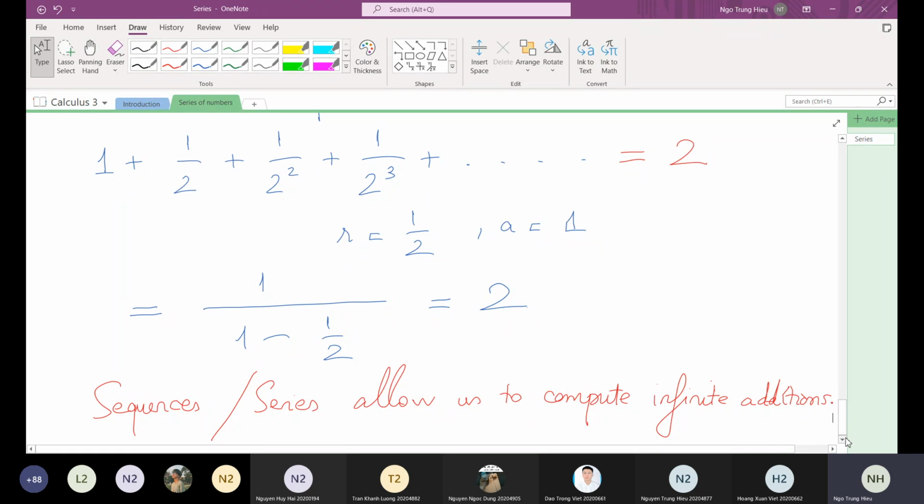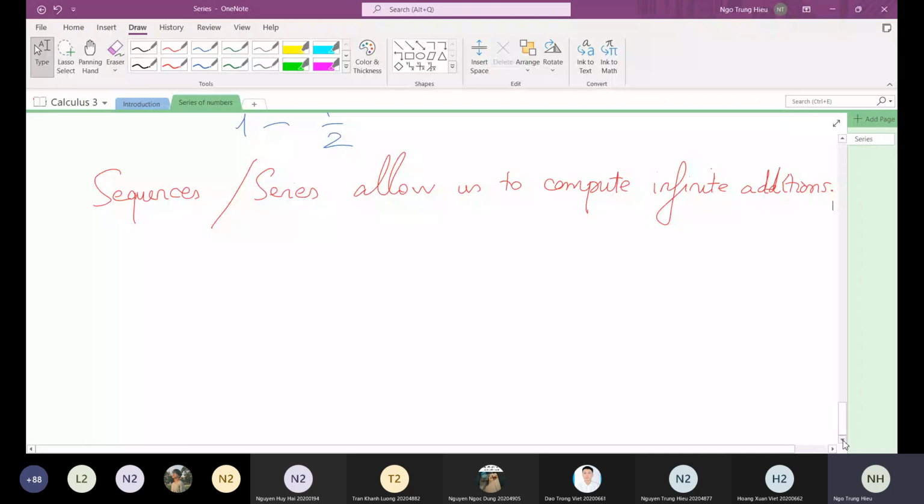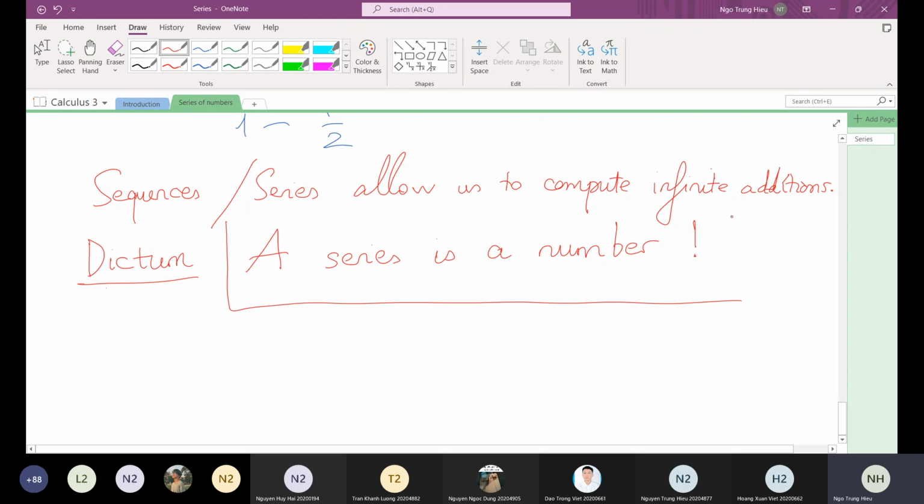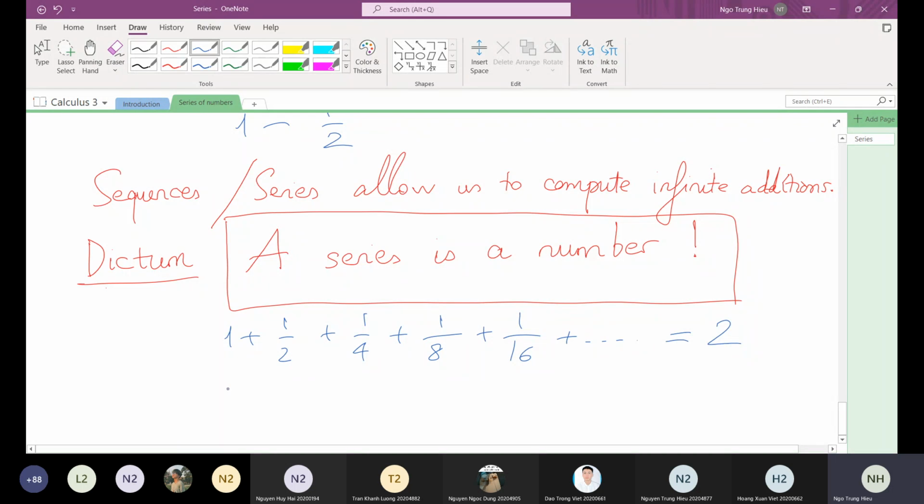There's this dictum that you need to remember, that you will see later on: a series is a number. This dictum will be very useful if you remember it. A series is a number. Why do I say that? For example, 1 plus 1 half plus 1 fourth and 1 eighth and 1 over 16 and so on is an infinite addition, but actually it is a number. What is this number? It is 2. And if we have 1 plus 1 plus 1 plus 1 and so on, what is this number? This is actually the number infinity.